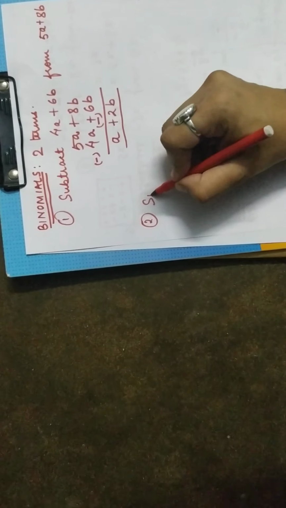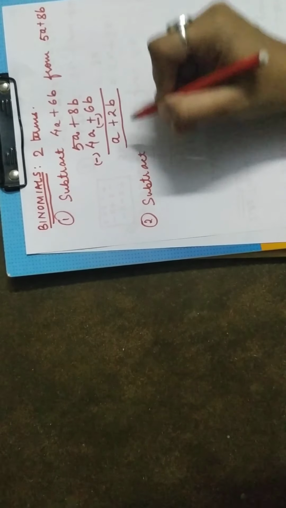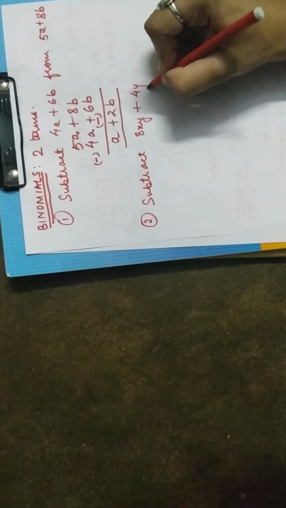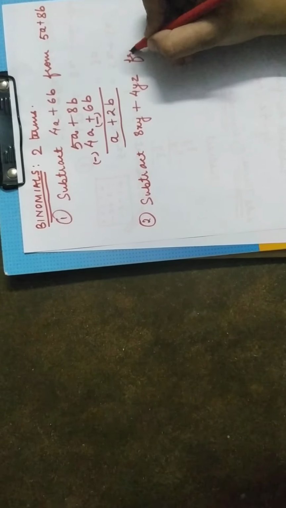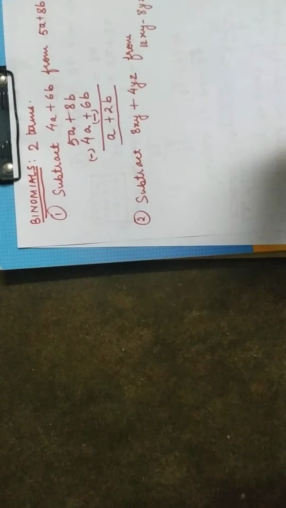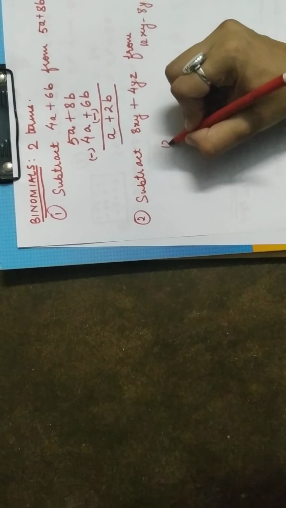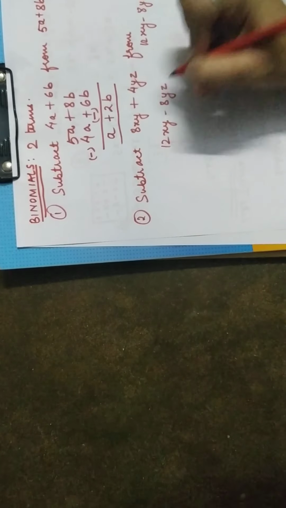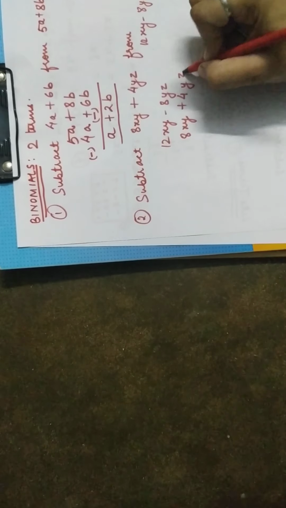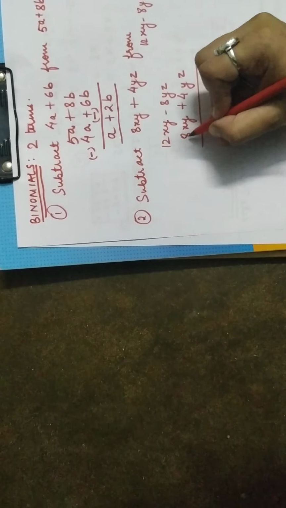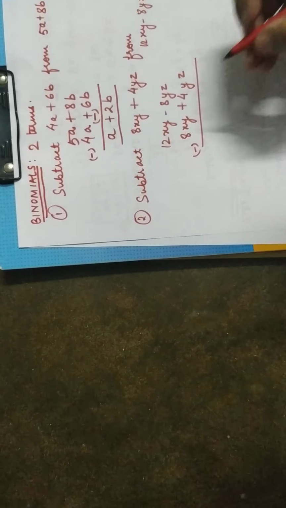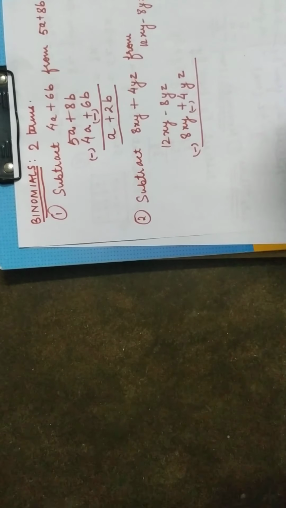Let us take another example. Subtract 8xy plus 4yz from 12xy minus 8yz. So obviously 12xy minus 8yz you will write first, then 8xy and 4yz you will write in the second row, plus 8 becomes minus 8, sorry, plus 4 becomes minus 4.